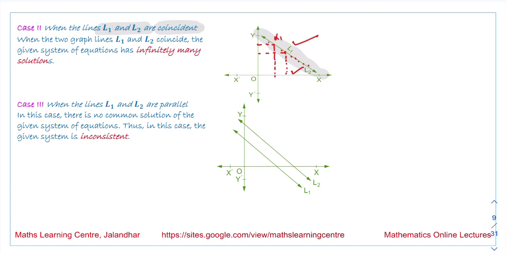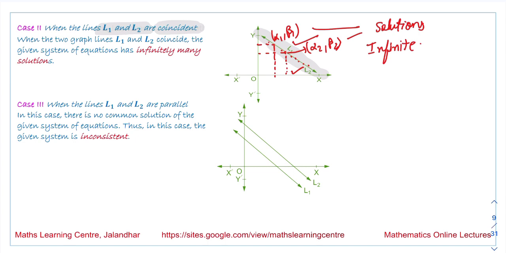this is some point, say (alpha 1, beta 1). This is some point (alpha 2, beta 2). All these points are solutions. So how many points do we have? We can find an infinite number of points.